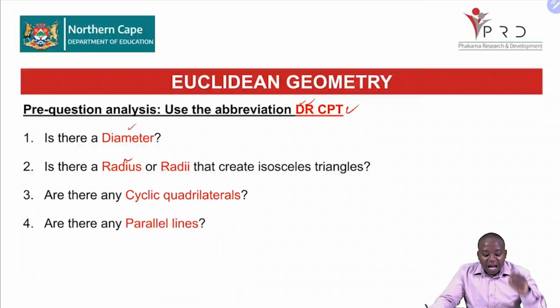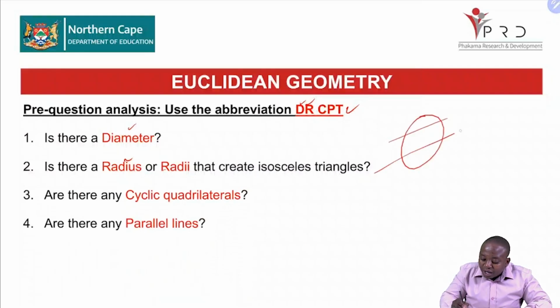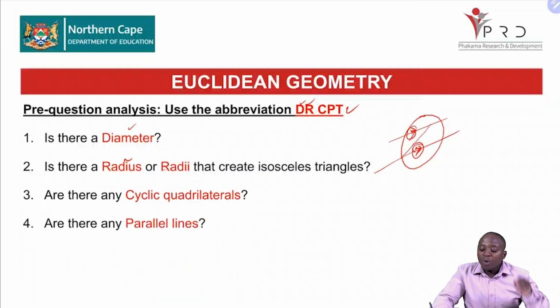Number four, are there any parallel lines? Do we have any lines that are parallel? Is the question or the statement pointing out that we have parallel lines, or can we see from our diagram that we have parallel lines? Remember, with parallel lines, I can just have those markings or indications that tell me these two lines are parallel. We must be able to see that these two lines are parallel without the statement having to point it out. So are we having any parallel lines?